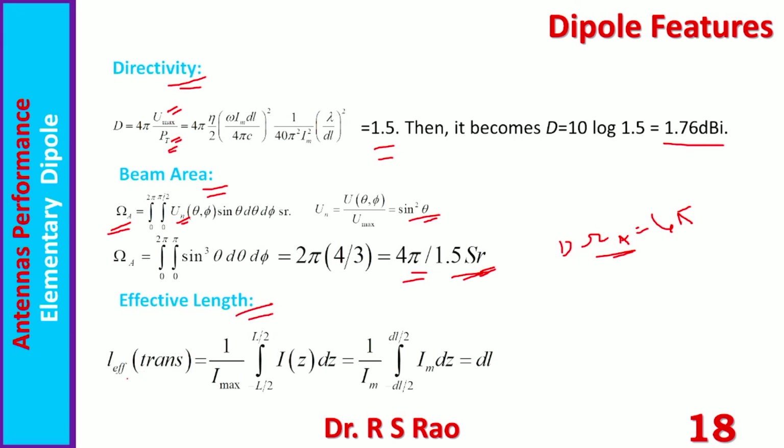Effective length. The definition of effective length is 1 over I max, integral minus L by 2 to plus L by 2 of Iz dz. But the current over the radiator is uniform, equal to Im. So substitution and performing integration gives us L effective as dl. It means physical length and effective length are both the same as far as the elementary dipole is concerned.